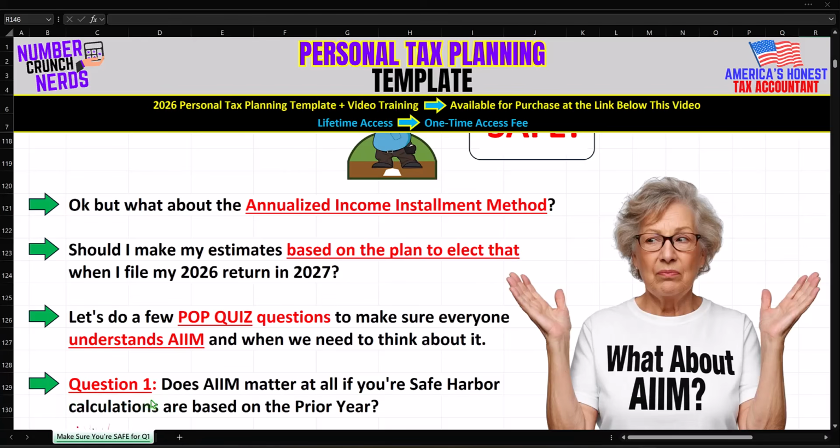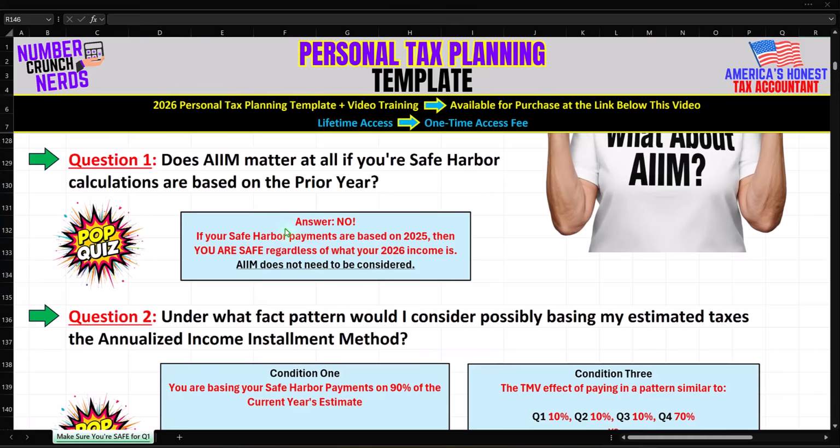So question number 1, does the annualized income installment method matter at all if you're using the safe harbor calculations based on the prior year? And the answer to that is no. If your safe harbor payments are based on 2025, in other words, the prior year, then you are safe regardless of what your 2026 income turns out to be.